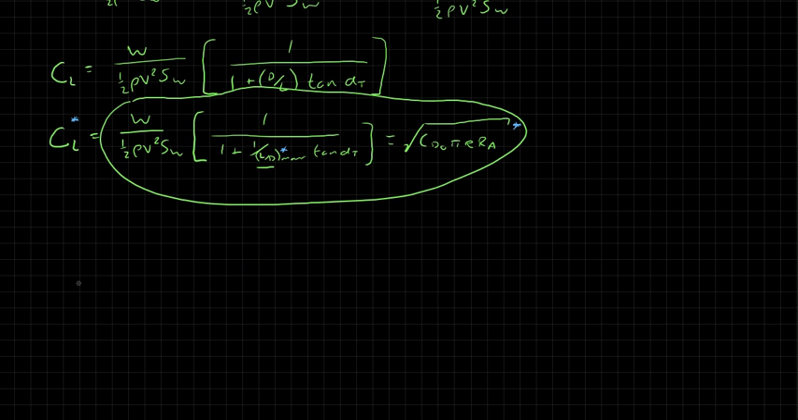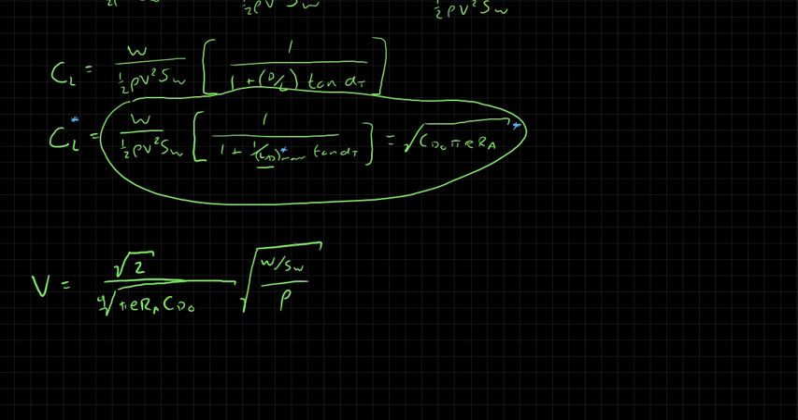Okay, so plugging L over D max in, we get our final answer here, which is V equals, and so this is after a lot of simplification. So again, if you're interested in this, I encourage you to go back and really work through all this. But it's going to come out to look like this. Square root of 2 over the fourth root of pi E RA CD naught, that is a 4, times square root of W over SW divided by rho. So again, here we have the wing loading.